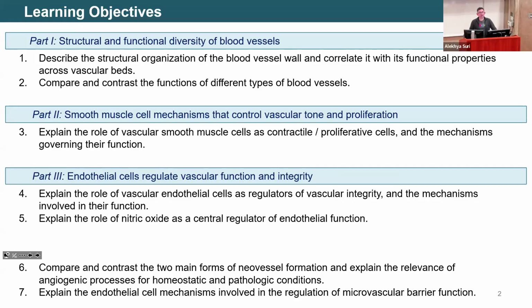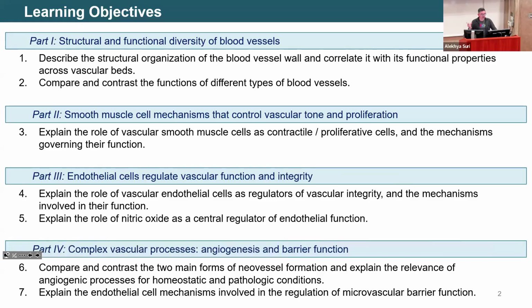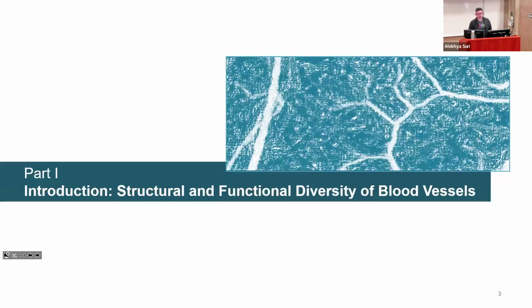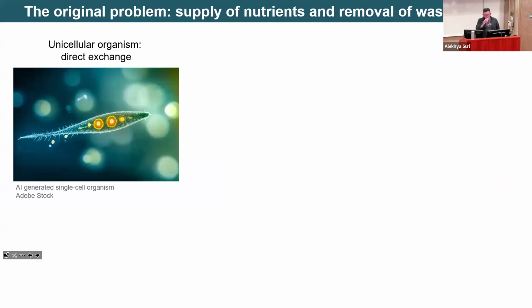So in the third part of the lecture, we're going to discuss endothelial cells. And we're going to wrap it up with 2 important functions of blood vessels that are nested in the endothelium. So it's sort of like endothelium part 2. But we're going to talk about angiogenesis and the regulation of barrier function. So for the first part, which is basically the general principles of structure and function, we're going to start with what I like to call the original problem here.